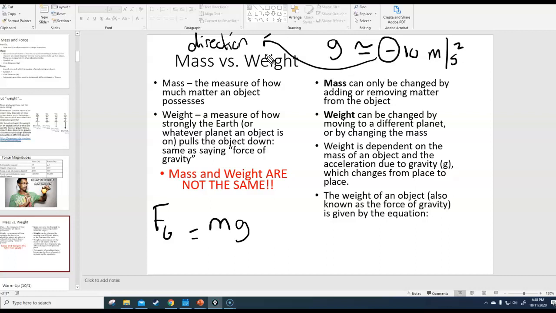Okay, so this video is just kind of like an introduction to Unit 4. In the next video, we'll talk more about Newton's first law of motion.